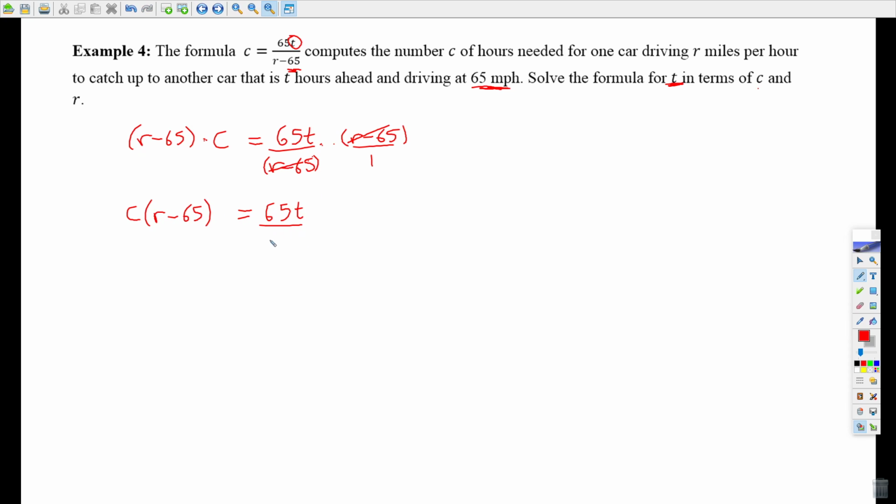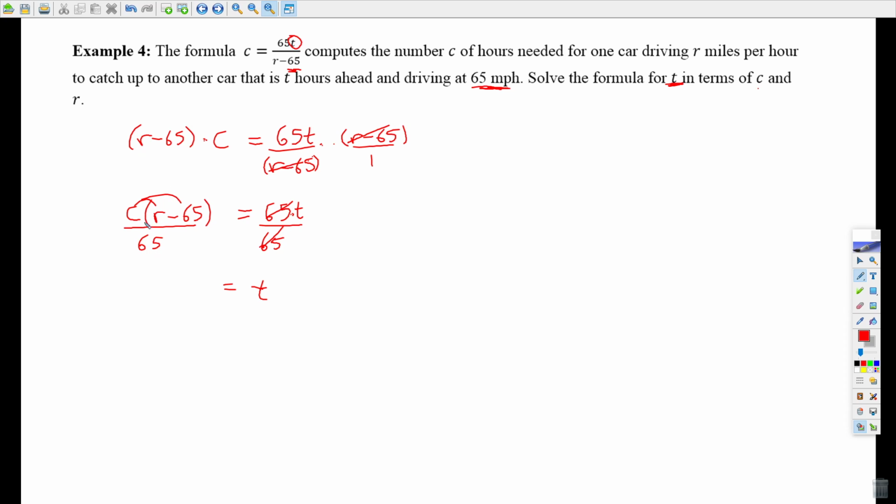And I'm going to divide by 65. So why am I doing that? Because between these two you have multiplication, so to undo it you have to divide. Do it to both sides. These cancel. So t is now all by itself. And I will distribute this to show you what it looks like, but you don't have to.